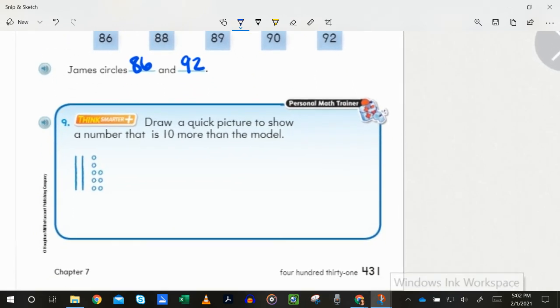Number 9, draw a quick picture to show a number that is 10 more. Okay, well, right now I have 2 tens. 10 more just means I get an extra 10. And my ones stay the same. So here we had 28, and here we went to 38. Okay, you don't need to write the numbers. You just need to show that you added an extra 10.